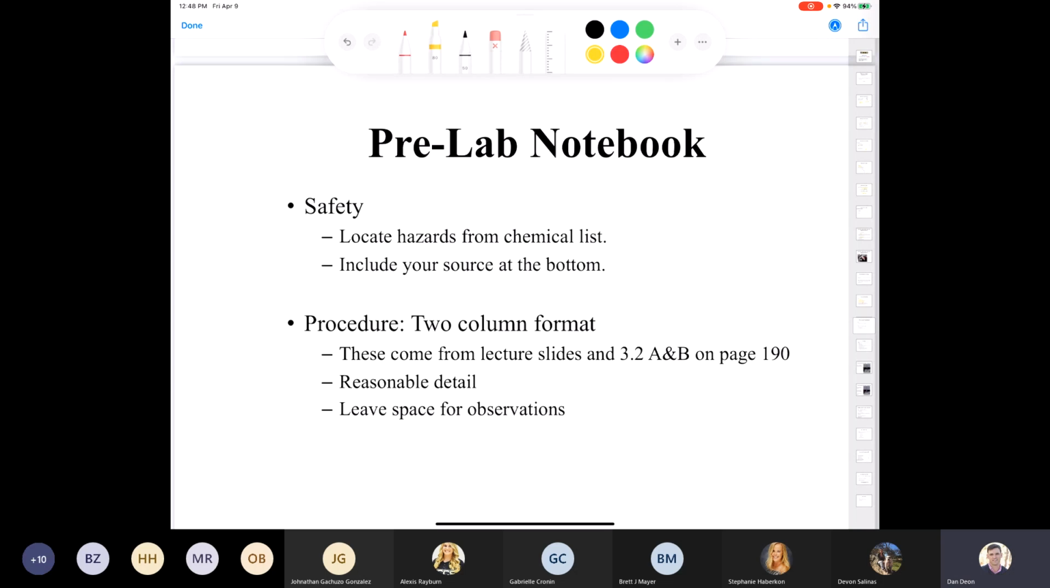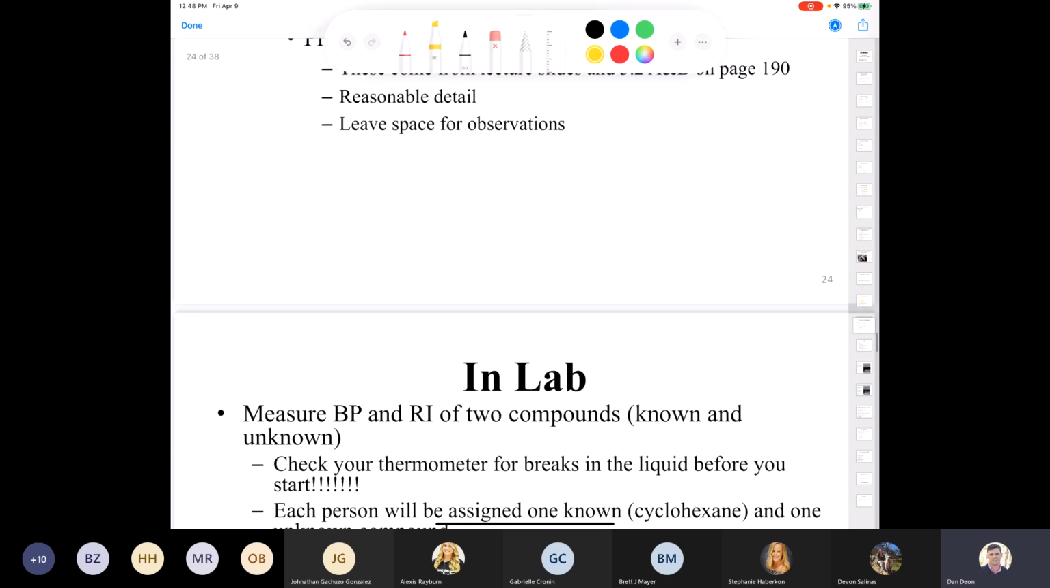Where are you going to get your procedure? Well, it's going to come from this lab lecture, partially. The slides where I discussed experiment 3.2 A and B. So measuring a boiling point, measuring a refractive index, and also there's some information on page 90. Make sure that you have enough detail in there such that another student could pick that up and be able to repeat the experiment, and also be sure to leave space for your observations.